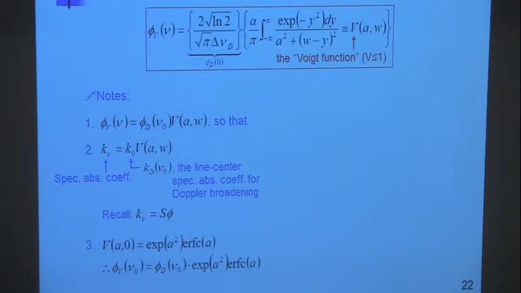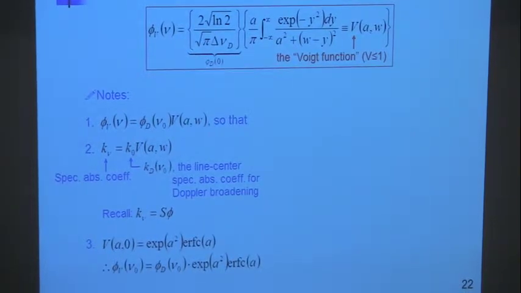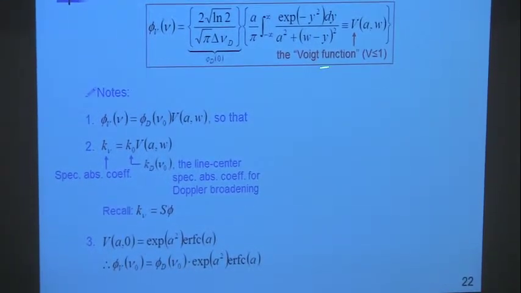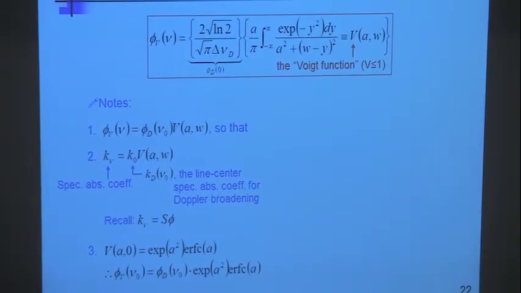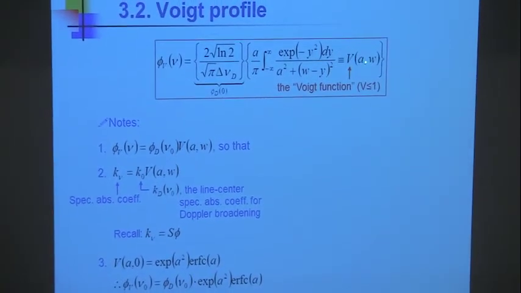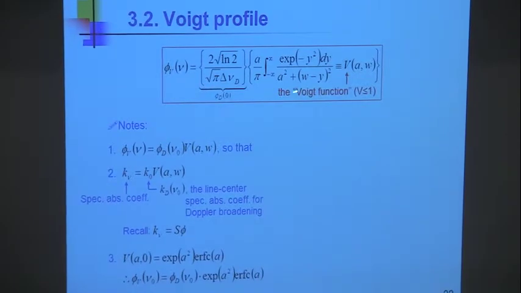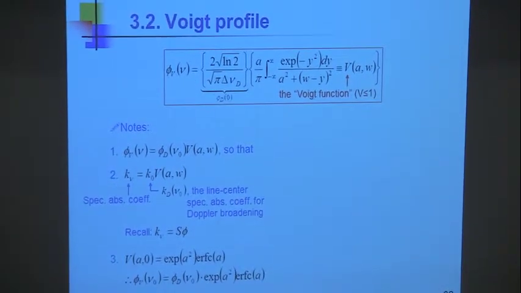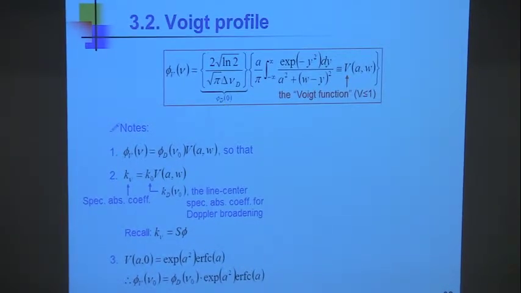Okay, so how would I go about doing this? I'm going to show you, kind of lead you through this. So here's the Voigt function. By the way, I've got to be careful. The Voigt function is the term inside these brackets here. And there's a constant outside, which is nothing more than the Doppler width at line center, if it were Doppler only. Okay, so what does this mean? Remember, the absorption coefficient is the line center value times the Voigt function.